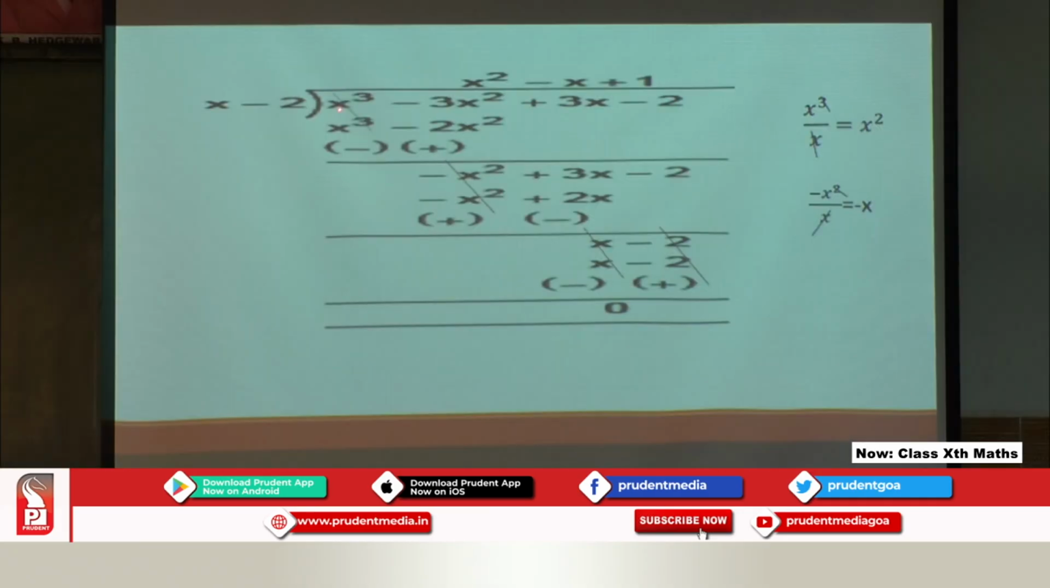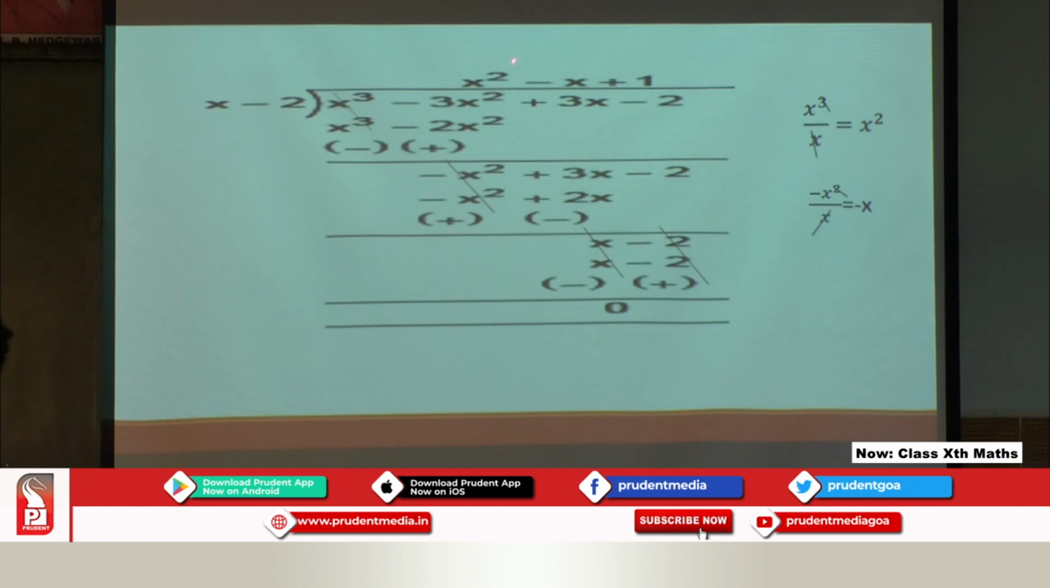See, the polynomial is x raised to 3 minus 3x square plus 3x minus 2, and here the divisor is x minus 2. In the earlier previous question I have told you, always the first term of the dividend we should divide by the first term of the divisor. So, x cube, here the first term of the dividend is x cube, I divided by the first term of the divisor, that is by x, that is equal to x square. So, here x square is the first term of the quotient.